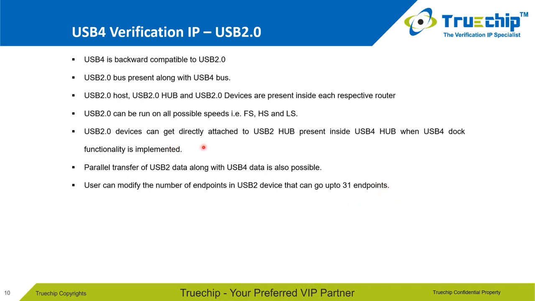USB4 dock functionality can be easily tested when the USB 2 devices get attached to the USB 2 hub present inside the USB4 hub, where the xHCI controller is receiving the data via PCI tunneling. It is also possible to run USB 2 along with USB4, where it can tunnel the USB 3 traffic as well.